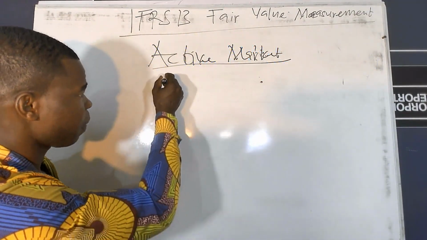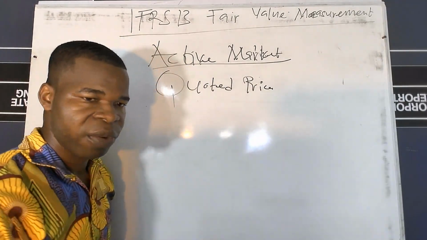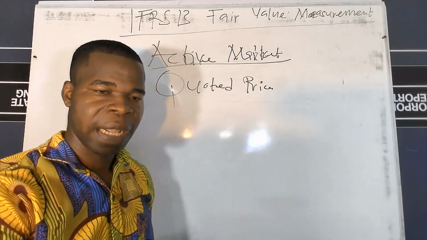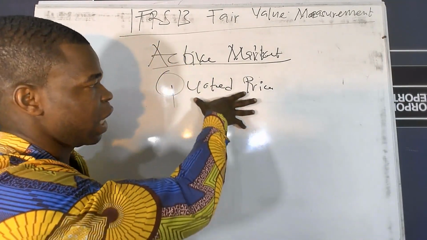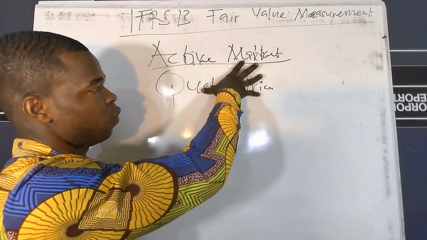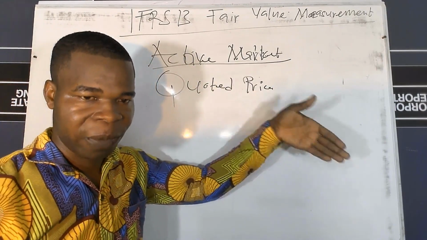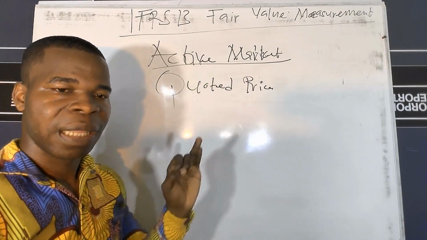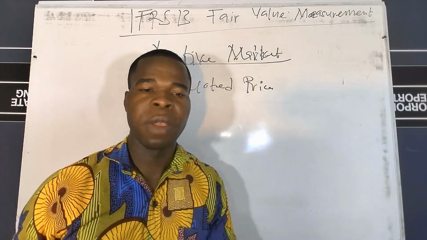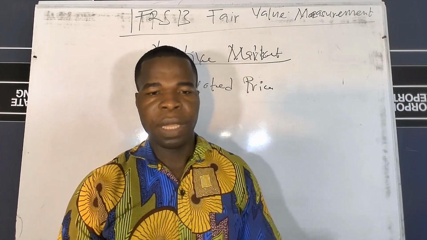Now, sometimes in this active market, you have the quoted price that will be relevant to measure assets or a liability. So we have observable transaction information in the active market to value our asset or liability. But in a situation where there is no active market for that particular asset or liability, then the standard prescribes that we resort to valuation techniques, which we will subsequently look at.